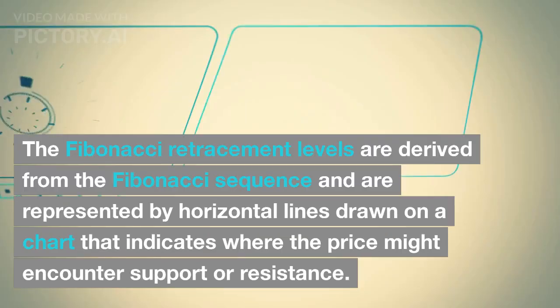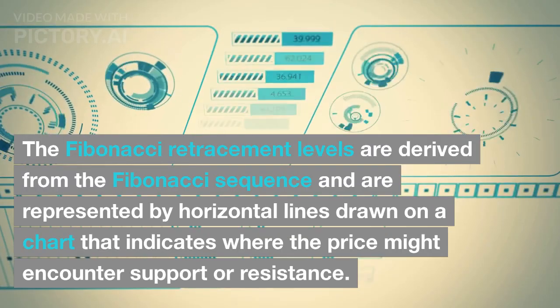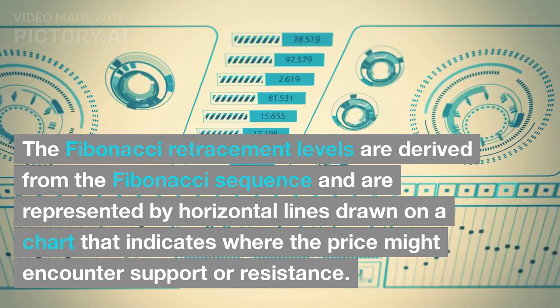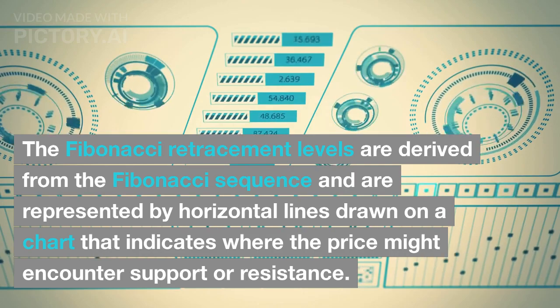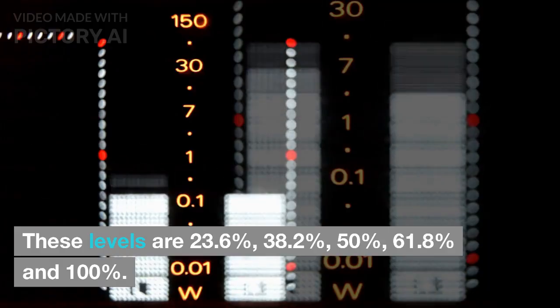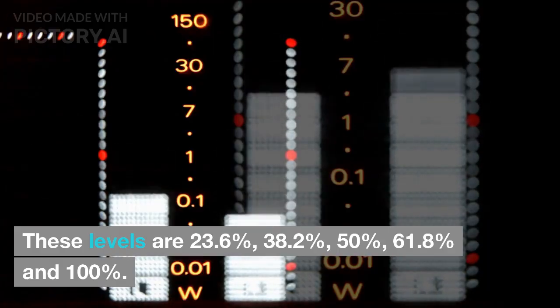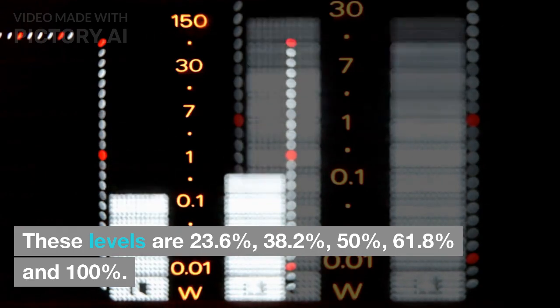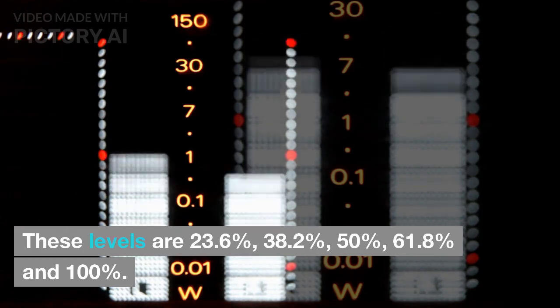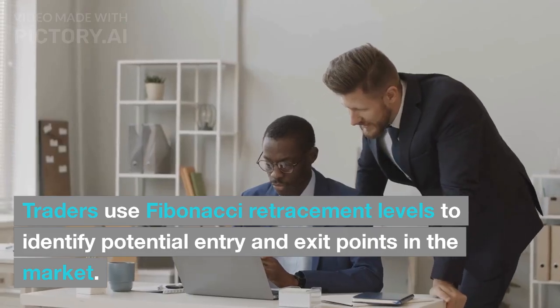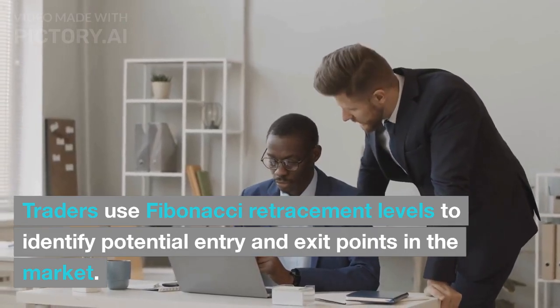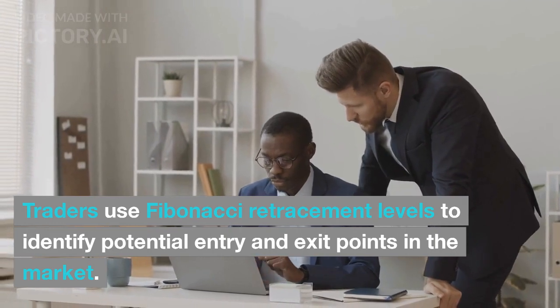The Fibonacci retracement levels are derived from the Fibonacci sequence and are represented by horizontal lines drawn on a chart that indicates where the price might encounter support or resistance. These levels are 23.6%, 38.2%, 50%, 61.8%, and 100%. Traders use Fibonacci retracement levels to identify potential entry and exit points in the market.